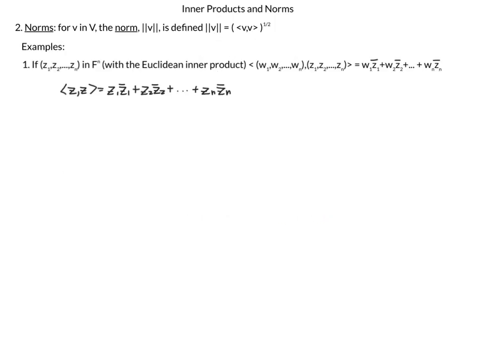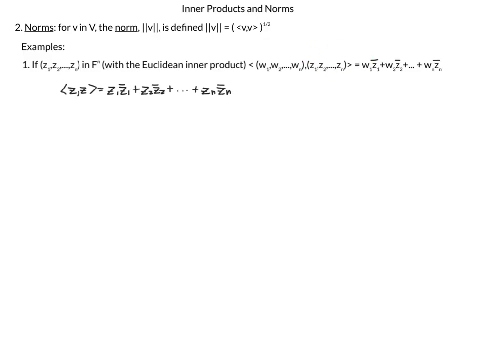Our first example of the norm involves the Euclidean inner product. So if we have a vector in Fn, so these are possibly complex numbers, when we take the inner product of a complex vector w with a complex vector z, we do our component by component multiplication, except our second vector, we're multiplying by the complex conjugate.